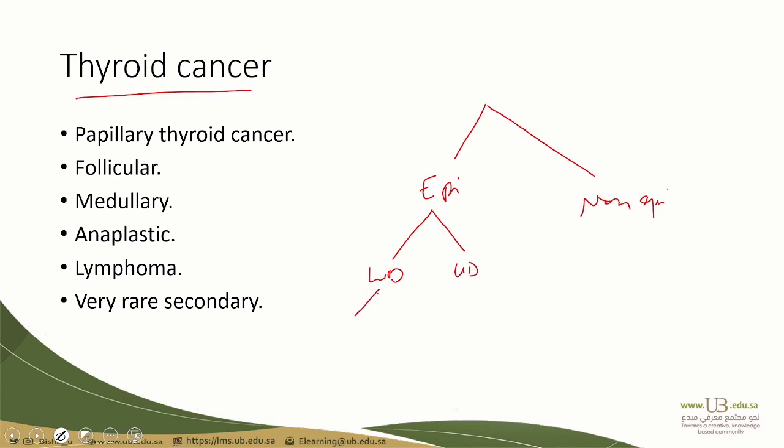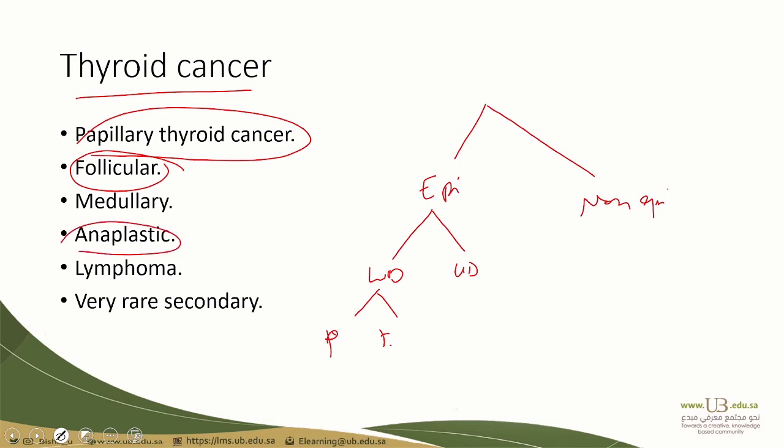The well differentiated are papillary and follicular. These are the well differentiated tumors, which originate from the epithelial cells. And the anaplastic is the undifferentiated tumor.